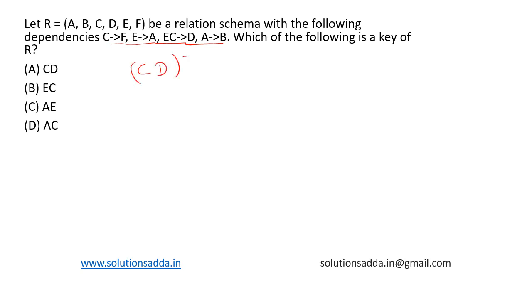Using CD closure, what all we can derive? C can derive C, and using C we can derive F. With F we cannot derive anything. With D also we cannot derive anything. So CD is not the right option.